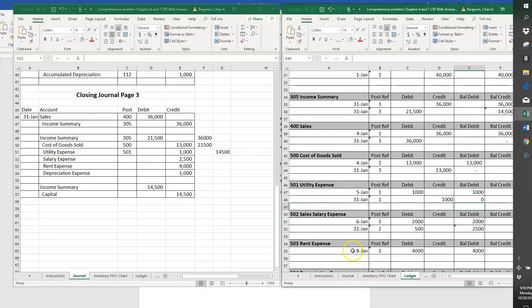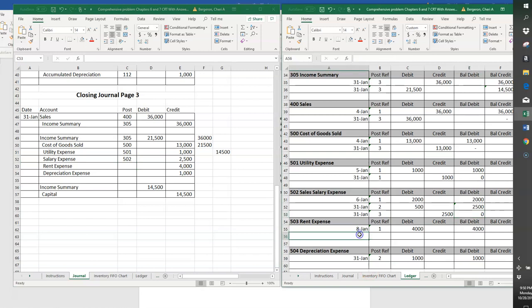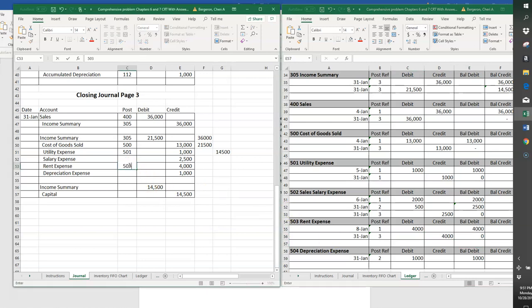For salary expense, I credited it for $2,500. So now it has a balance of zero. That went to account number 502. For rent expense, I credited it for $4,000. It had a debit balance of $4,000, so the new balance is zero. That went to account number 503.